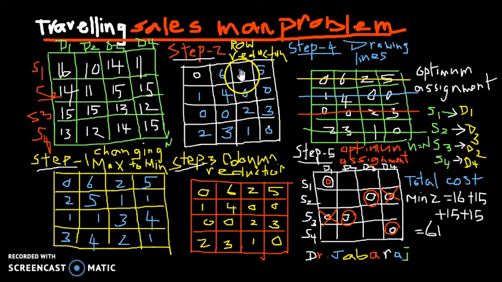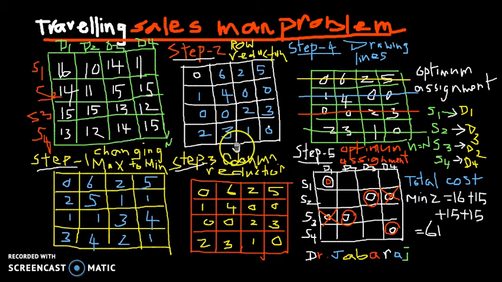Am I right? 2 minus 0, 2. 0 minus 0, 0. 2 minus 0, 2. 1 minus 0, 1. In the last row also 0 exists here, therefore the same column will come here also. 5 minus 0, 5. 0 minus 0, 0. 3 minus 0, 3. And 0 minus 0, 0.